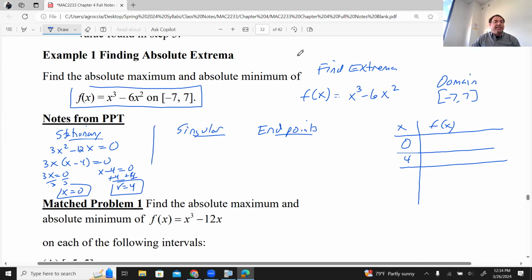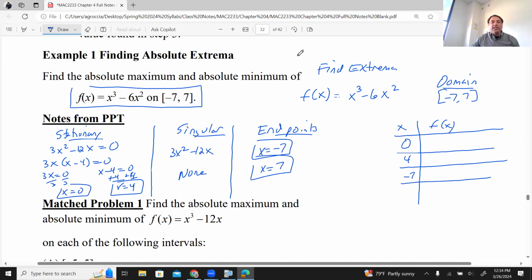Okay? Singular. We look at the derivative. Is there any number that would make this undefined? Anything we could plug in or divide by 0? None. And then endpoints, that's the domain. So we have -7 and 7. So from our work, there are 4 places we need to look. And if we made a mistake, was it the algebra? Was it the derivative? Was it the understanding? From my understanding, most people can know what to do, but the details of little mistakes is what happens.